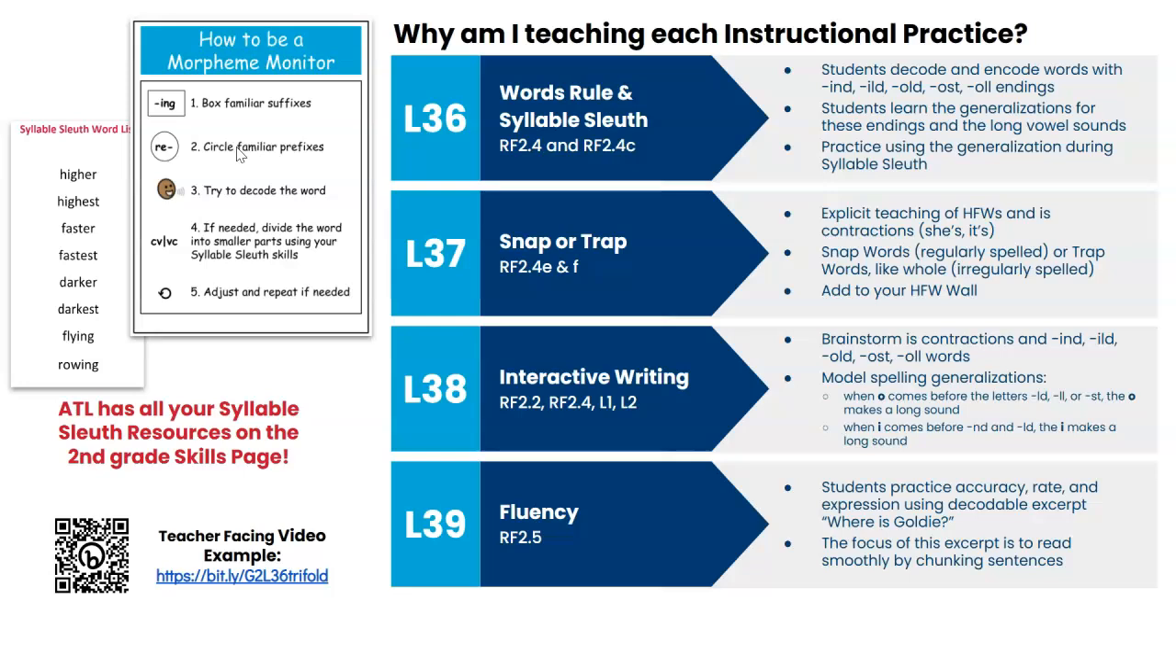Lesson 38 includes interactive writing. Students generate is contractions and -ind, -ild, -old, -ost, and -ol words. Model the spelling generalizations as practiced during words rule. When O comes before the letters LD, LL, or ST, the O makes the long O sound, like in most. When I comes before ND or LD, the I makes the long sound, like in wild.